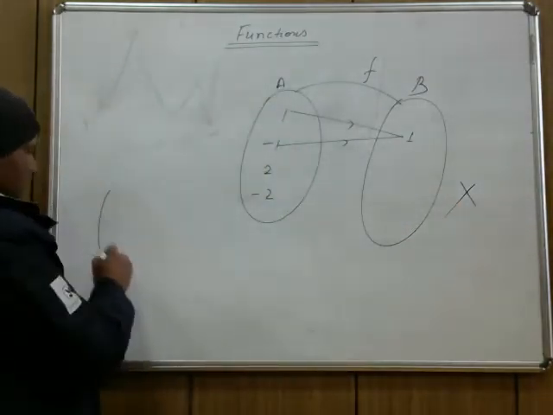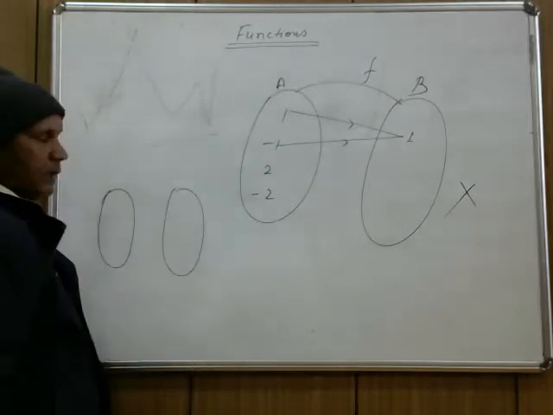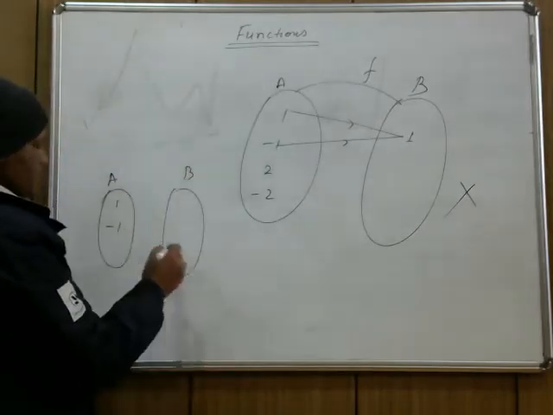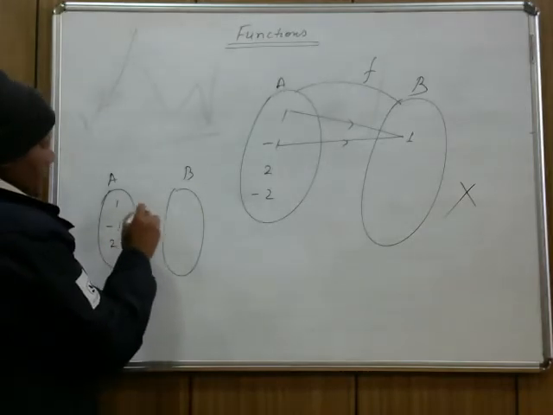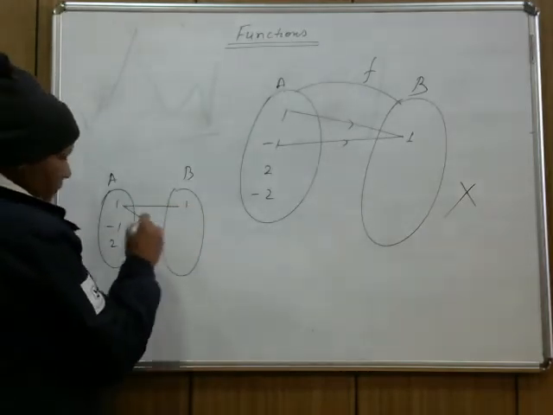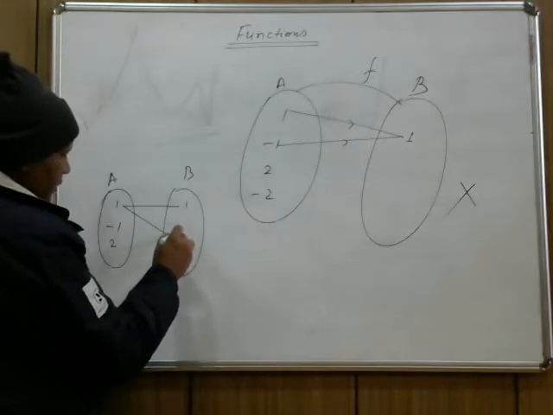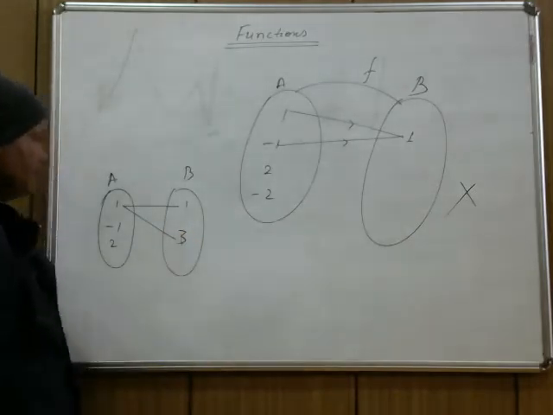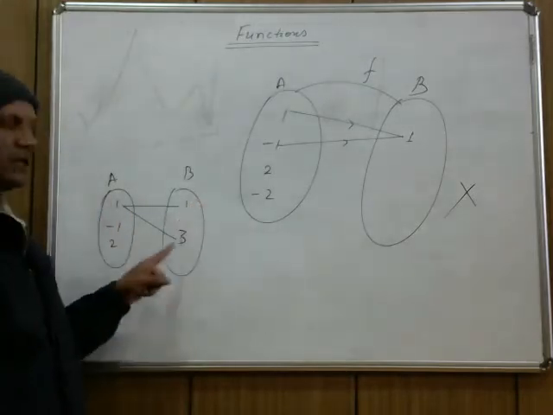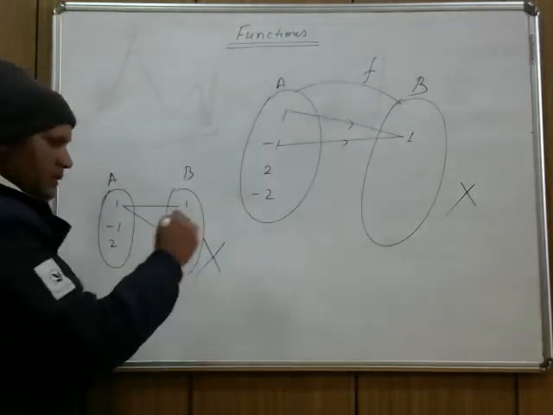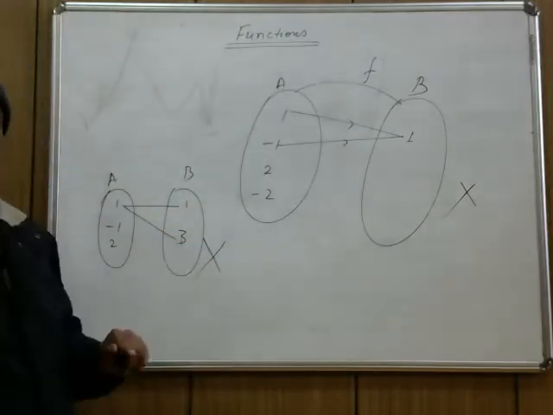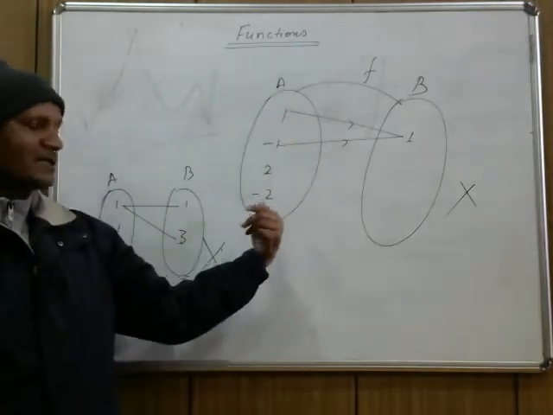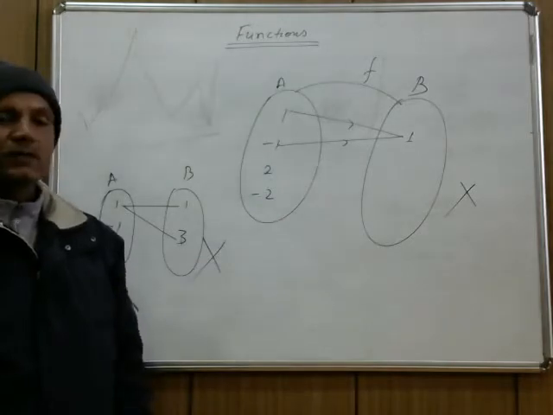Now suppose the third example if I take. Here we have A, here we have B, 1, minus 1, 2. Now image of 1 is 1 and image of 1 is, suppose if I am taking now 1, or I can take 3. Now image of 1 is 1 and image of 1 is 3. This is also not a function. What is the rule? For each and every element of A, there exists a unique element in the set of B.